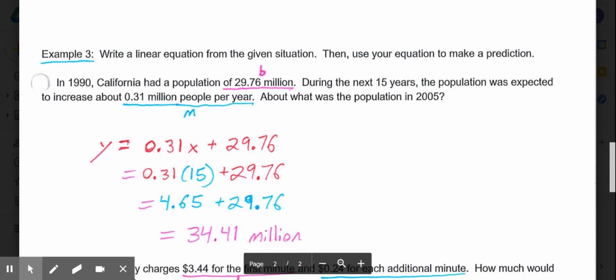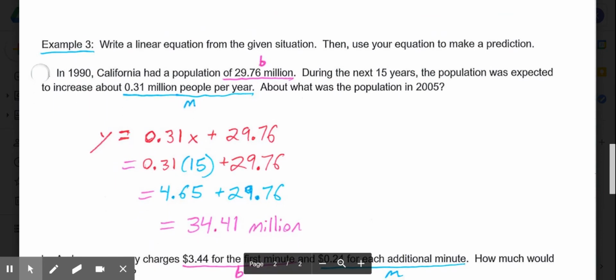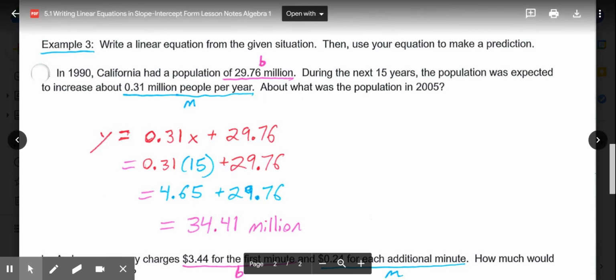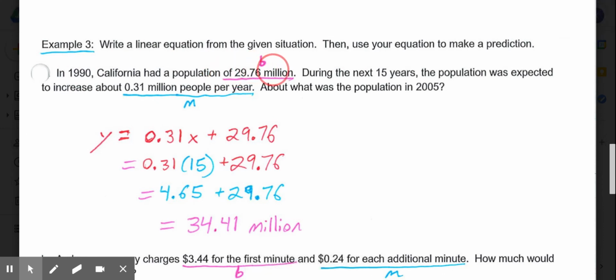And then we get into kind of the newer piece, not as much of a review from last chapter, which is writing linear equations from a given situation, then using the equation to make a prediction. So in this case, they told us in 1990, California had a population of 29.76 million. So I'm starting in 1990, beginning population at 29.76.